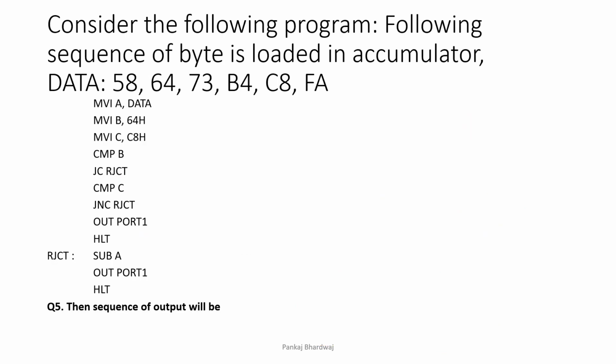Next, the fifth question has this particular thing, and we need to check for different types of data what will be the output. So data is this. In place of this data we need to place 58 one time, another time it is 64, another time 73, another time B4, another time C8, another time FA. So I have classified this particular question into 6 different categories, assuming one data byte at a time.